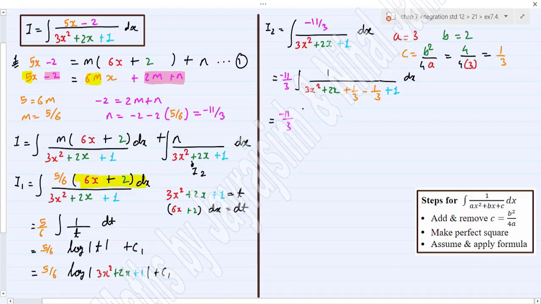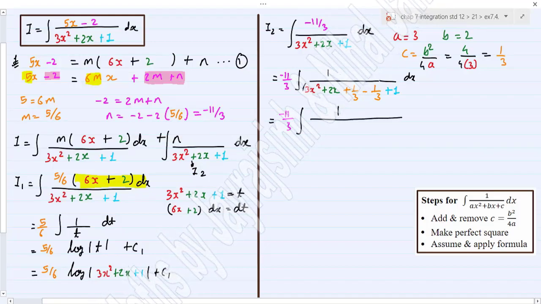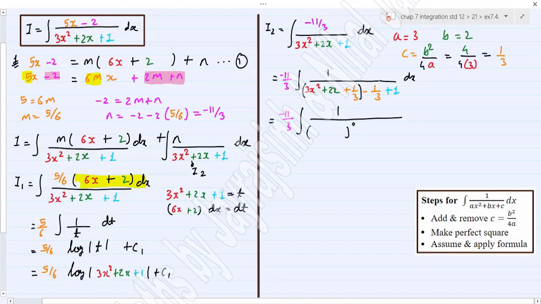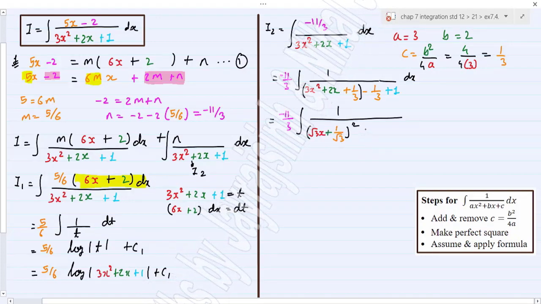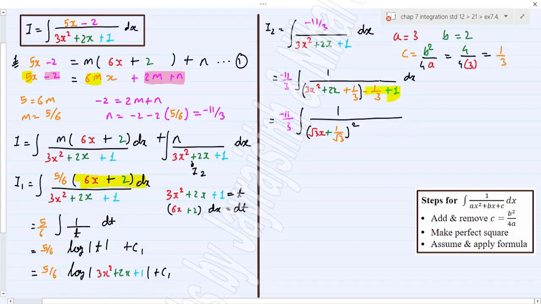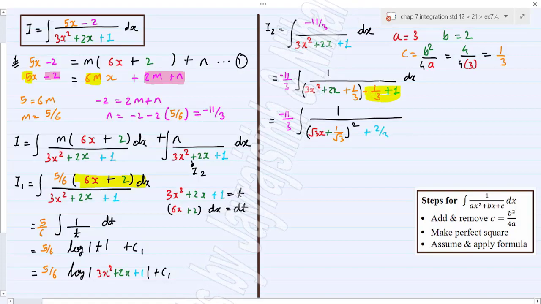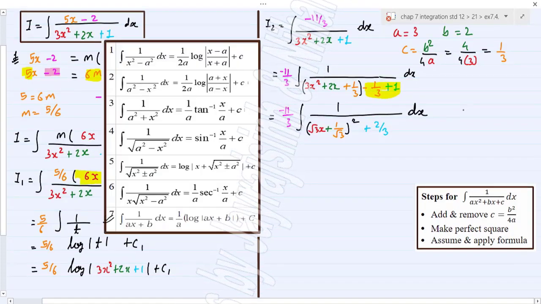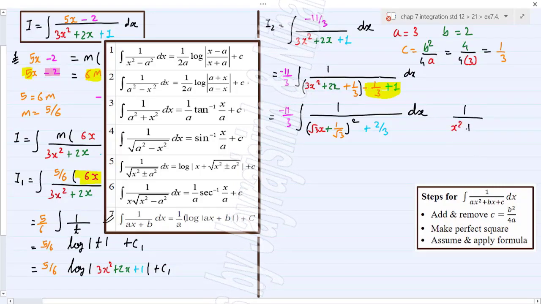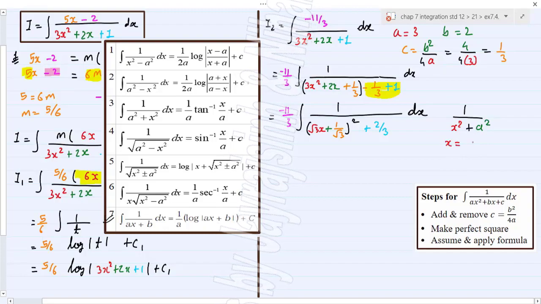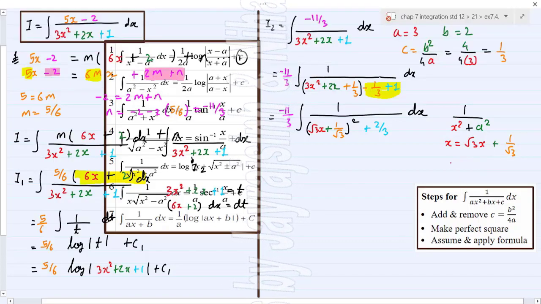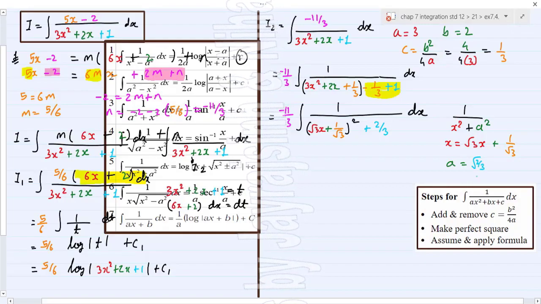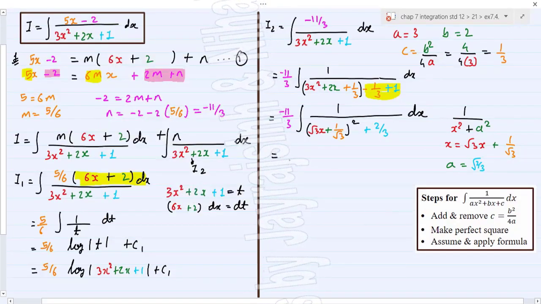So here we can say in denominator, your first 3 terms will create the perfect square of root 3x plus 1 upon root 3 and minus 1 by 3 plus 1 will be plus 2 by 3 dx, which is in the form of 1 upon x square plus a square, where your x is root 3x plus 1 upon root 3 and your a is under root of 2 by 3. So we are going to use third formula.